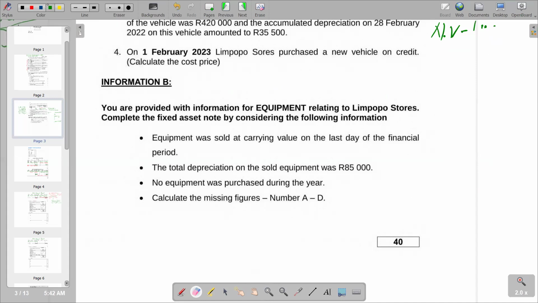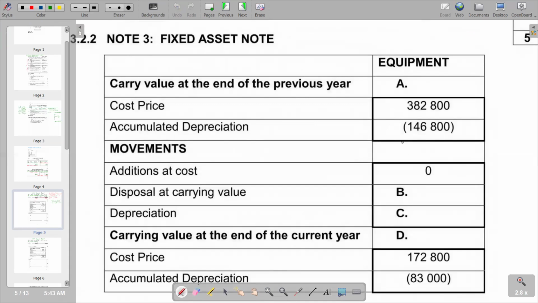So having our information B, we can just start. You are provided with information for equipment relating to the year; complete the fixed asset note by considering the following information. First point, equipment was sold at current value on the last day of the year, it was 85,000. No equipment was purchased during the year. Calculate the missing figures A to D. So we have the information given in the answer section. If we come to the answer section, we've got some pre-entered figures. So the first task is to calculate A.